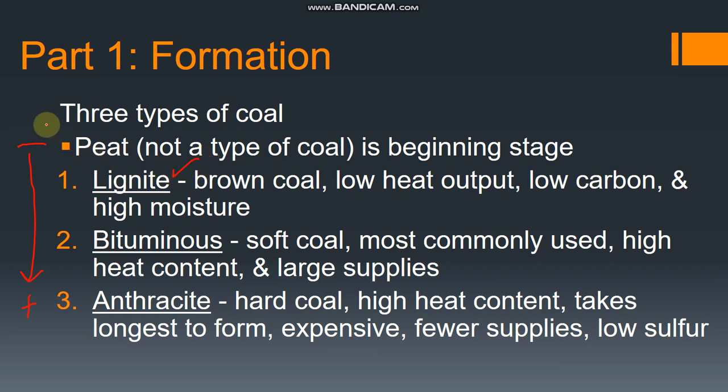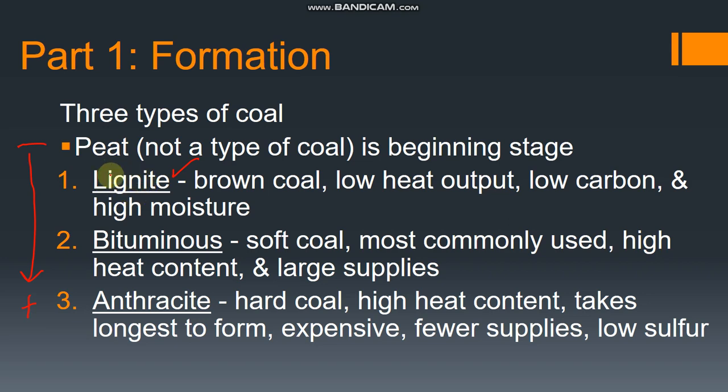Lignite, and by the way, this minus and plus stand for a couple things. First off, it stands for the least amount of carbon to the most amount of carbon. And then secondly, it stands for closest to the surface to the deepest inside the Earth's surface. So lignite is the closest to the surface and it has the least amount of carbon. So if a coal burning power plant were to use lignite, you'd have to use a lot of lignite to produce the same amount of energy that an anthracite would produce.